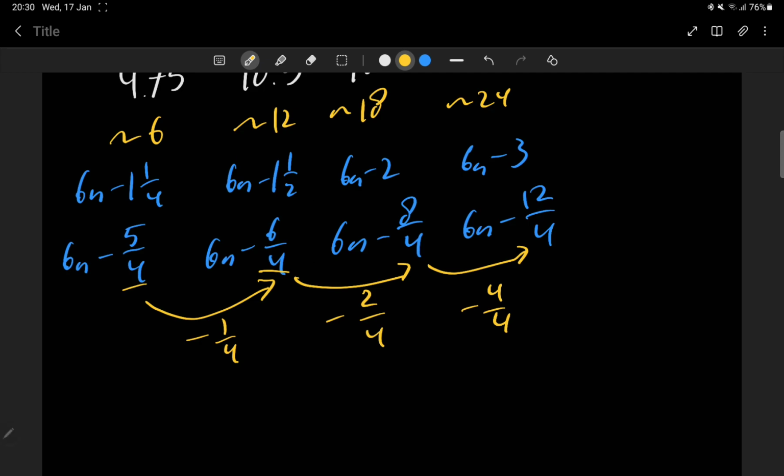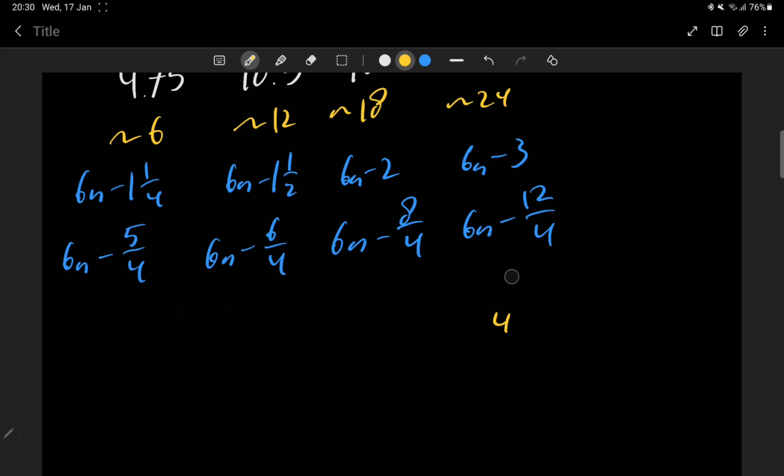Now, since I see that the first rule here is minus 1 over 4, I'm going to try to separate them. Right? I'm going to try to separate minus 1 over 4 from that one. So if I have 6n minus 1 over 4, what's going to be left here is 4 over 4. Oh, minus 4 over 4.